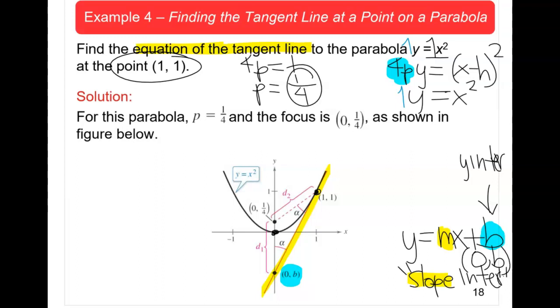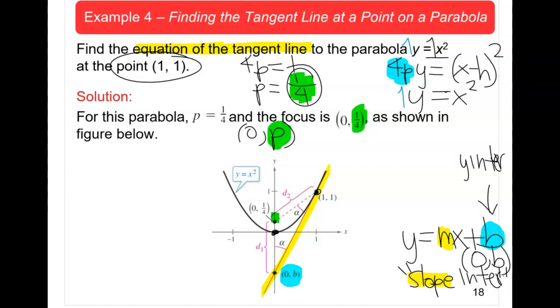And so the focus is going to have the coordinates 0, comma, p. And for that reason, it's going to be 0, comma, 1/4. And it will be this point right here. Remember that 1/4 came from the coefficient of y, and that 1 is equal to 4p. Solving for p, we get 1/4.